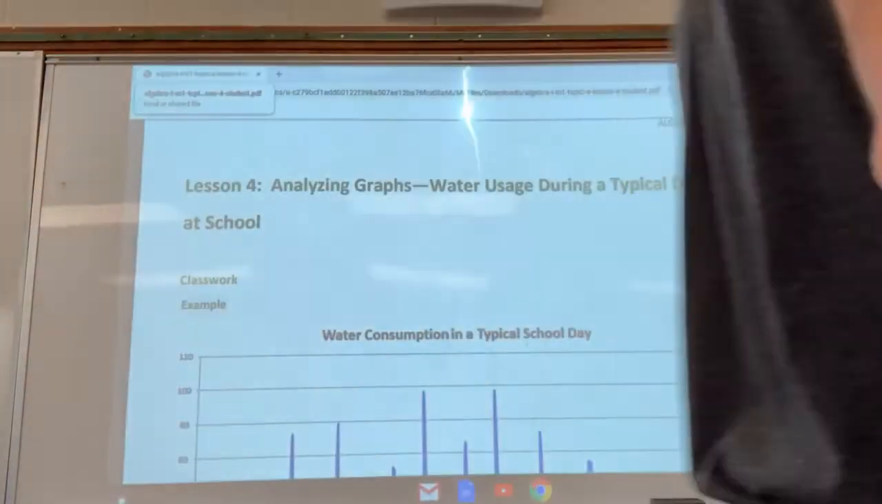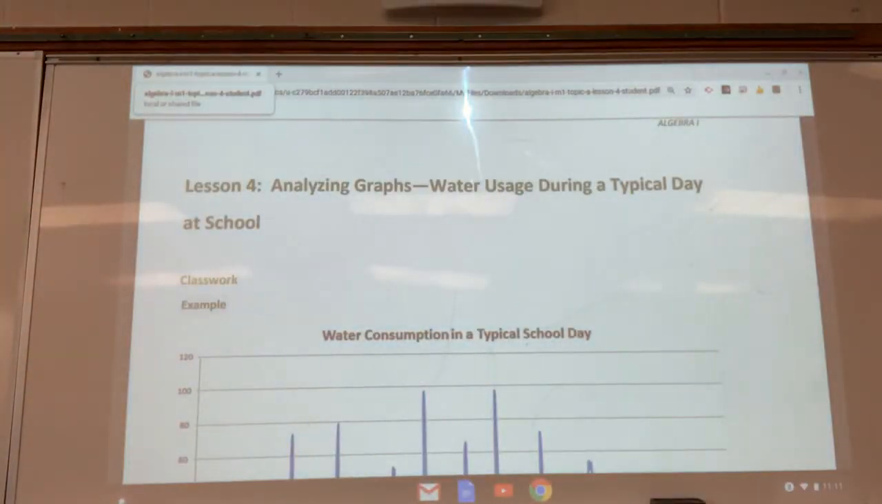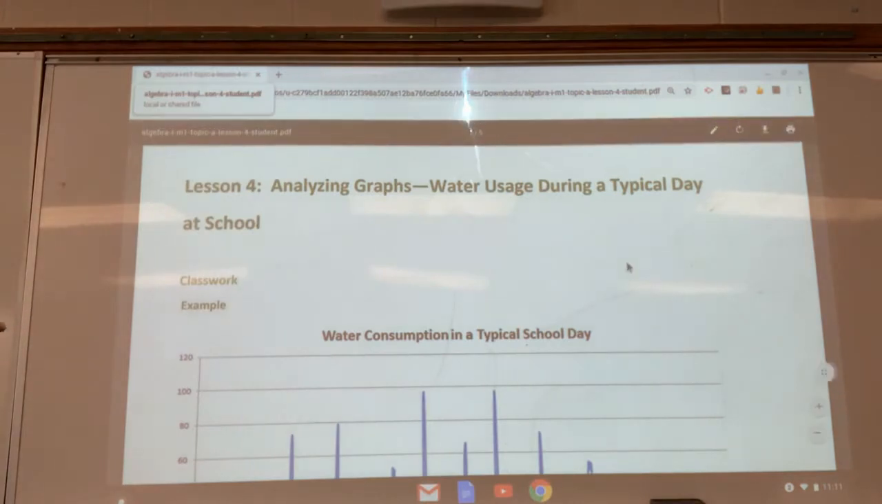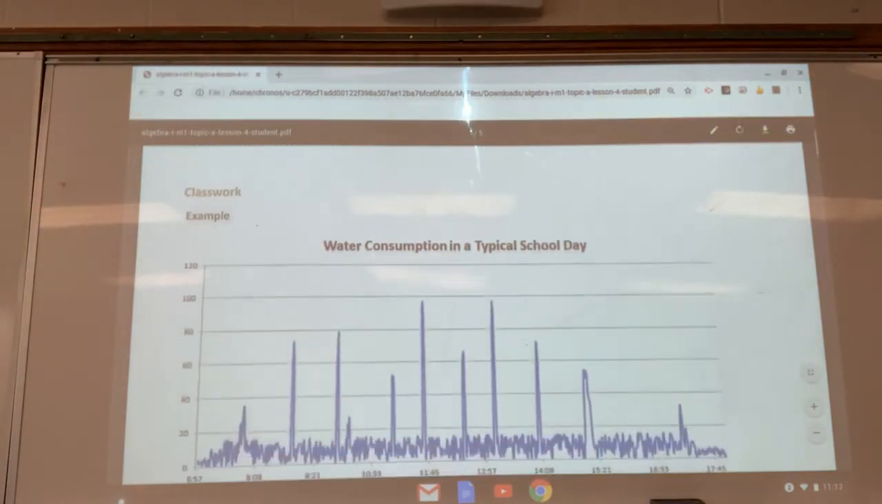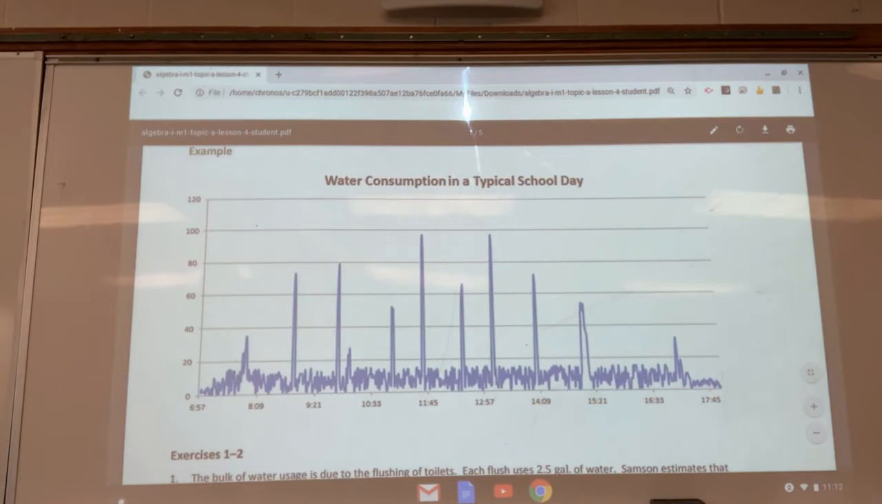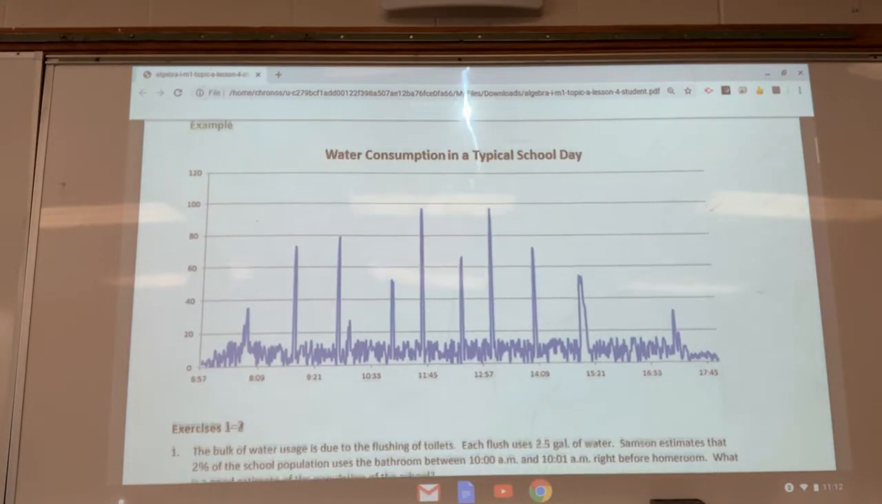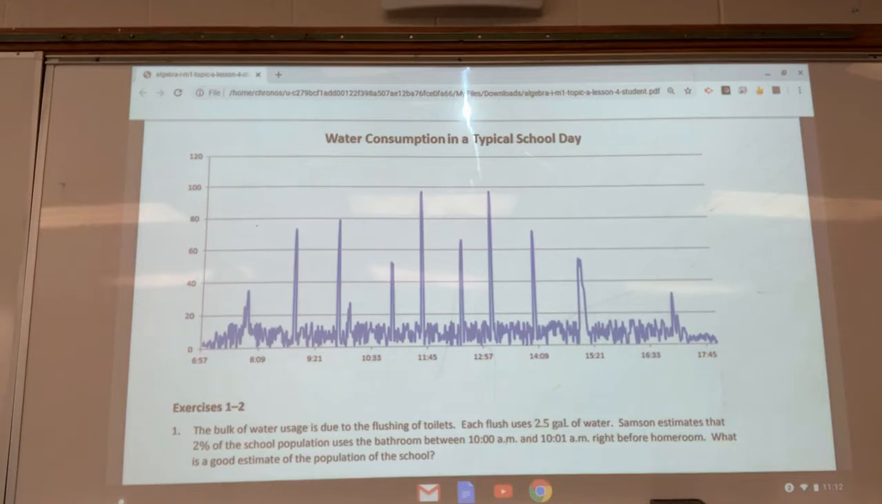Okay, welcome back. This is quite possibly the most important lesson that we're going to do in this first topic, but also the most confusing. So we are analyzing graphs. This is a lot of guesswork, which is why it's the toughest. So this says water consumption in a typical school day. So if you keep reading, we're going to do number 1, so I'm going to leave it right there.